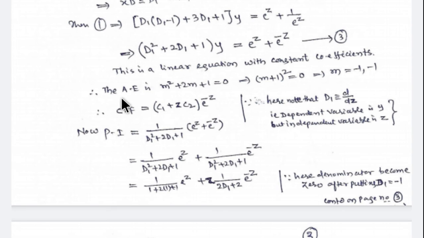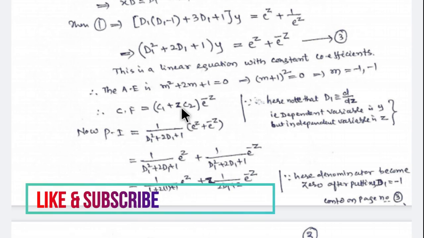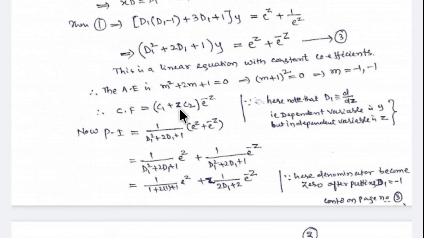Then the auxiliary equation is m square plus 2m plus 1 equal to 0. This is a perfect square, m plus 1 whole square, so m is equal to minus 1, real repeated roots. You know that the complementary function is CF equal to c1 plus c2 z, multiplied by e raised to minus z. Earlier we multiplied by x, but here the independent variable is z, so you multiply by z for repeated roots. This is the complementary function.